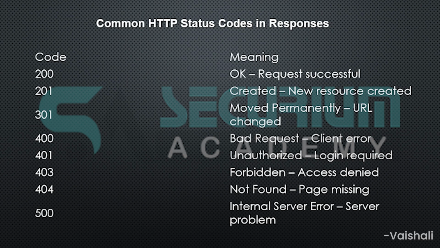Now, what are the common HTTP status codes in a response? First one is code 200, means the request is successful. 201 code means created, new resource created. 301 means moved permanently or URL changed. 400 means bad request, client error.